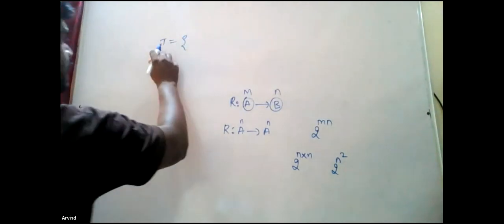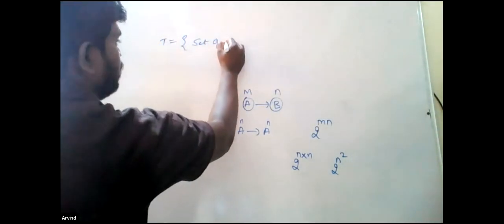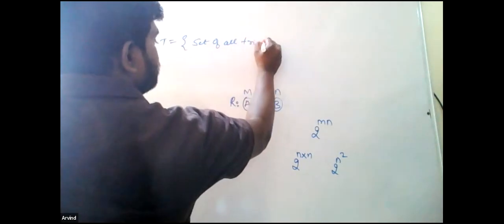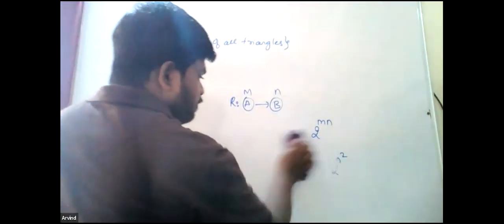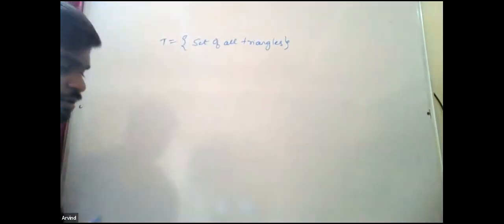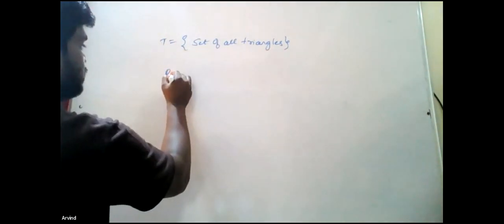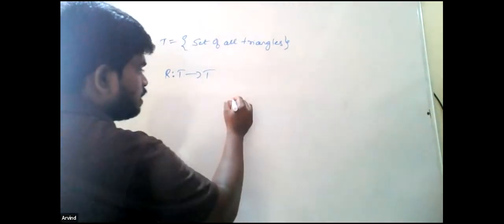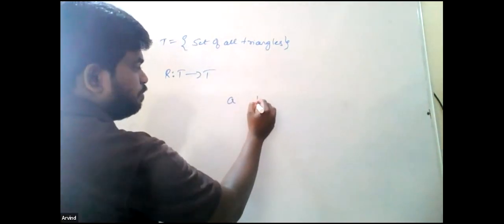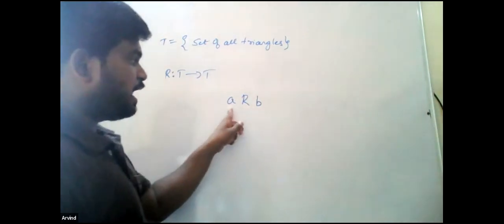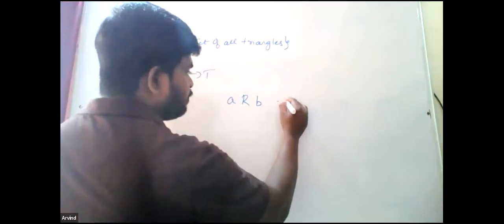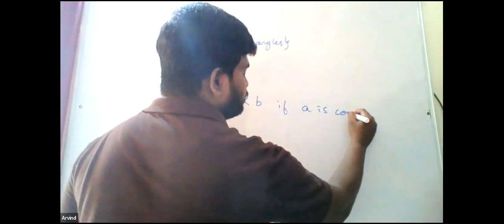Okay, we have got a set T. What is inside this set T? The set of all triangles. All sorts of triangles are included in this set. Now we have defined a relation on T, that is, a relation from T to T. How is it defined? When do we say an element A is related to B? A is related to B if A is congruent to B.